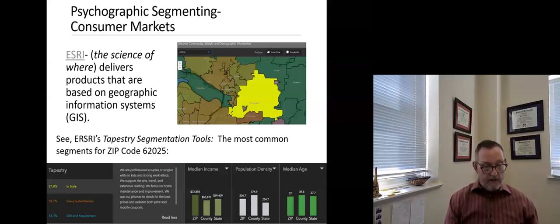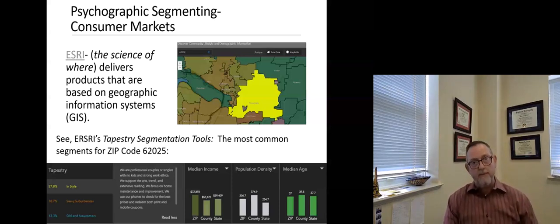Okay, and again, we can dig into this data, and it'll give a profile narrative. If you look at the In Style, they describe them as professional couples or singles with no kids, strong work ethic. They like the arts, they travel, they read, they have home maintenance and improvement projects all the time, and they use their phones a lot, basically.